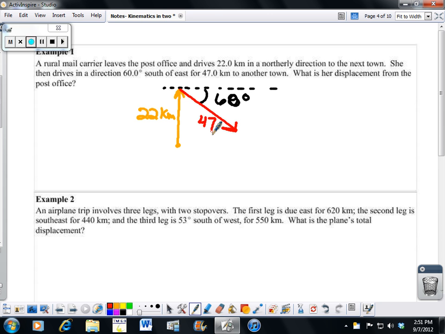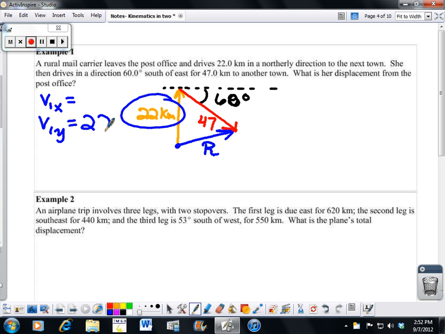What is her displacement from the post office? So I want to know, what's this value? What is my resultant? Okay. So I hope you realize that some of this stuff is relatively easy. If I look at my first vector, and I break it down, so let's just say vector 1 in the x direction, and vector 1 in the y direction, I hope you recognize that my first one is just north, which is only y. So it's 22 kilometers north. And I have 0 motion in the x direction. I'm not going left, and I'm not going east and west at all.